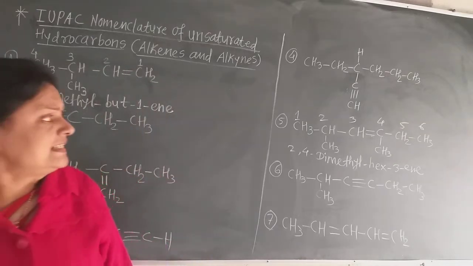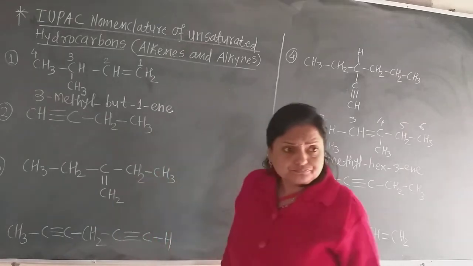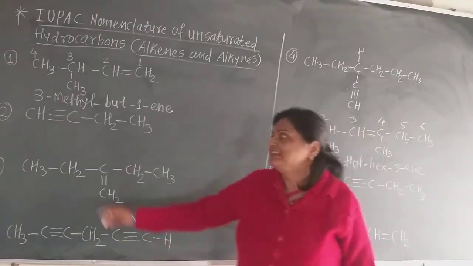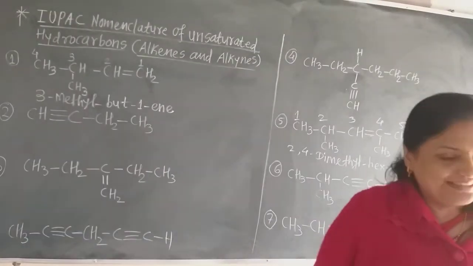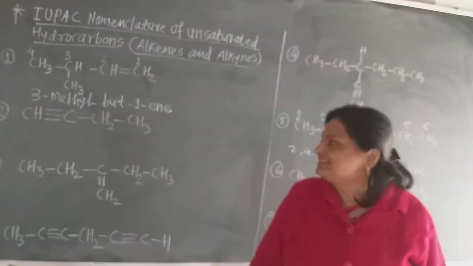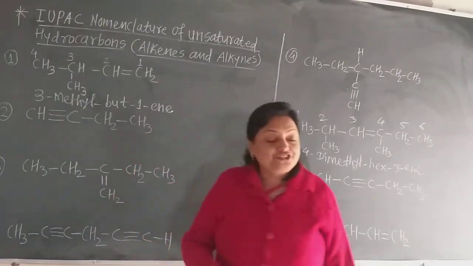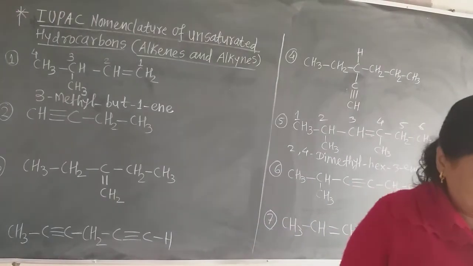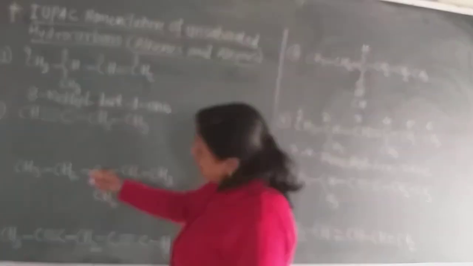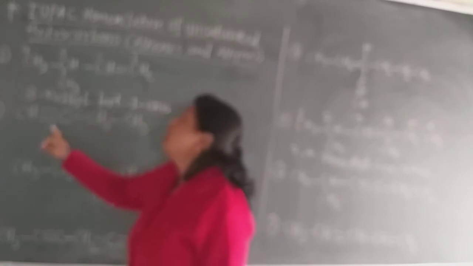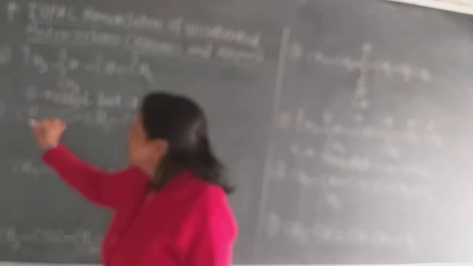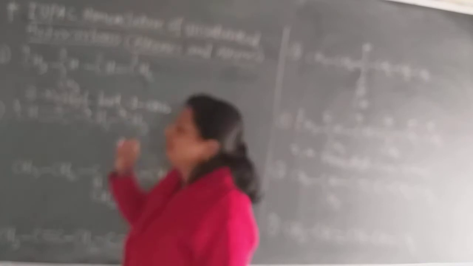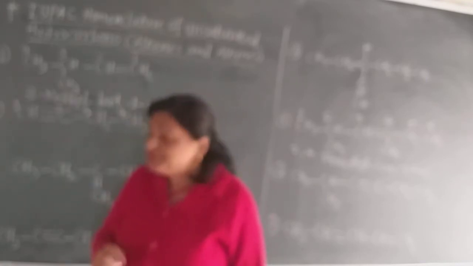Now let us see the second example. What are we seeing here? There is a triple bond. That means it is an alkyne. The parent compound is the alkyne. And as it contains 4 carbon atoms in a chain, it is butane. And always number this butane, or any alkyne, from the side which has the nearest triple bond. So this is the first carbon, 1, 2, 3 and 4. It is butane. But which butane?